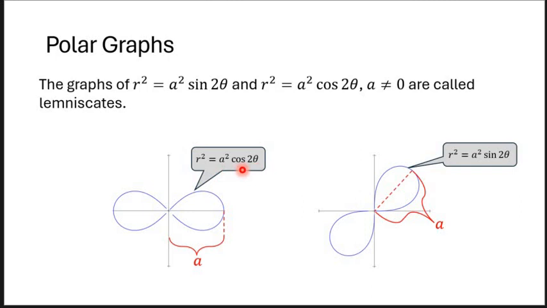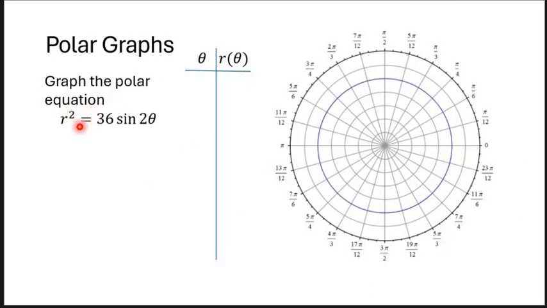You'll also notice the cosine is symmetric to the polar axis, as above so below, and the sine is symmetric to the line theta equals pi over 4. Maximum displacement is still a though. Let's look at an example here. Graph the polar equation r squared equals 36 times the sine of 2 theta. Well, since it's a sine, it's going to be symmetric to the line theta equals pi over 4. So I only really need to graph half of it. The maximum displacement is going to be the square root of 36, which is 6.